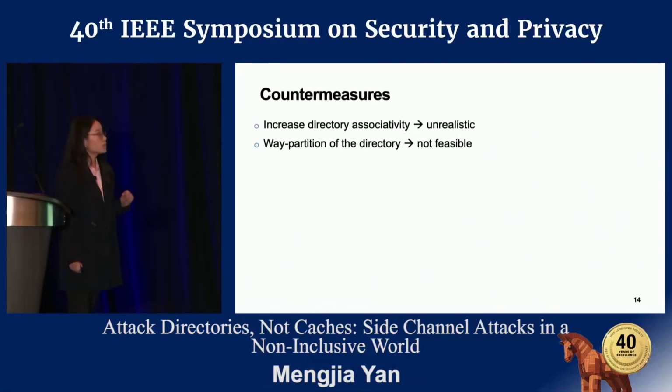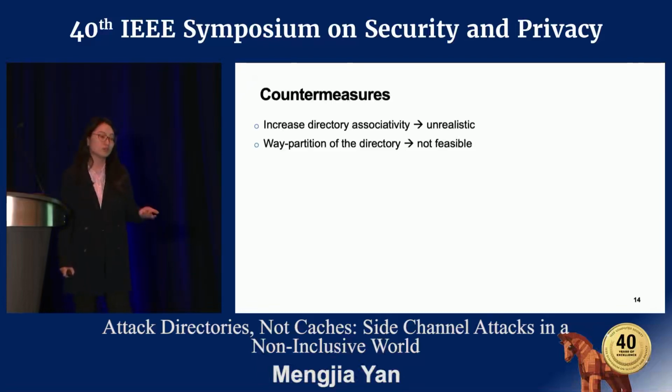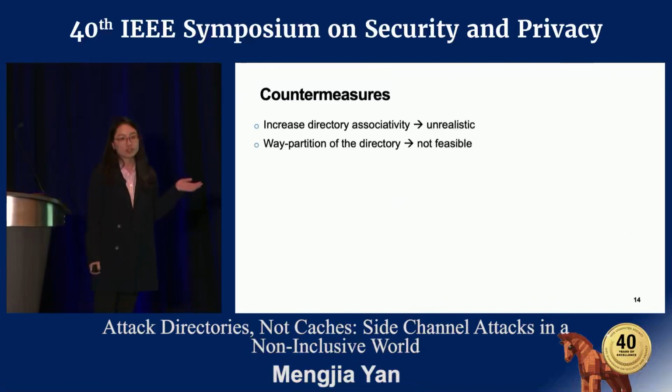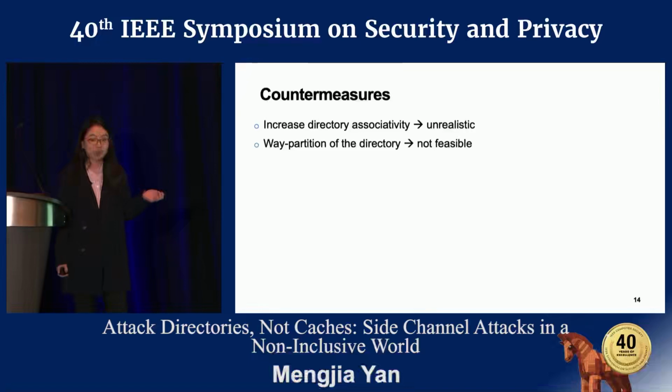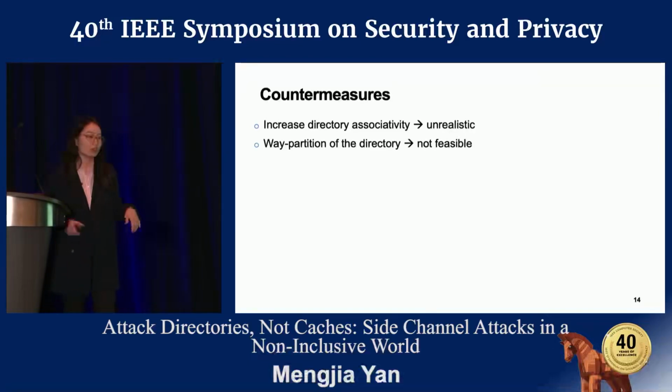Another possible solution is to do way partitioning of the directory, just as what we did with the cache. But it's not really feasible because the extended directory only has 12 ways, which means you can support a maximum of 12 security domains. But these server processors can have up to 28 cores, so they can potentially have 28 security domains. So way partitioning is not really feasible when you have many different security domains.